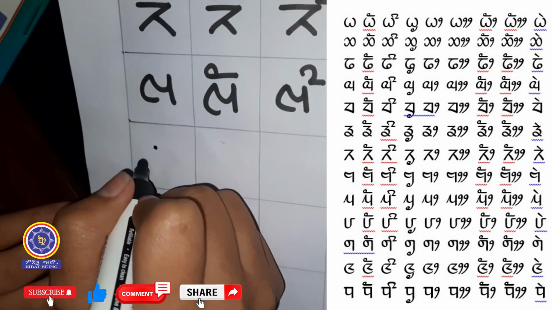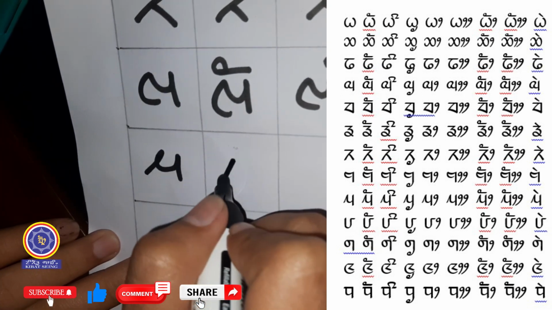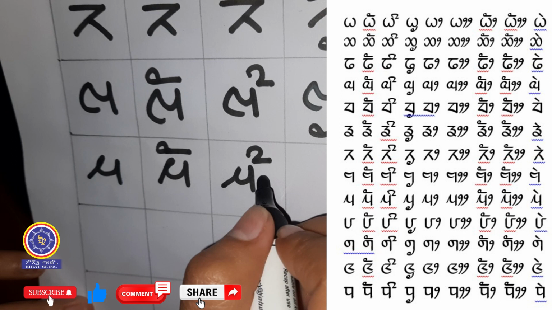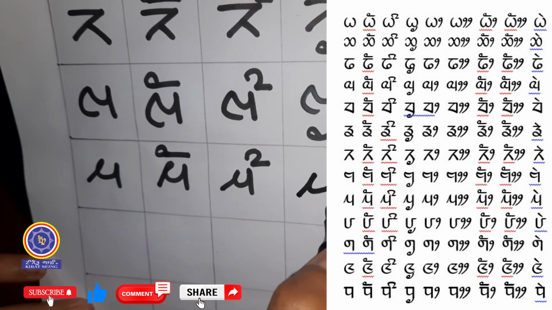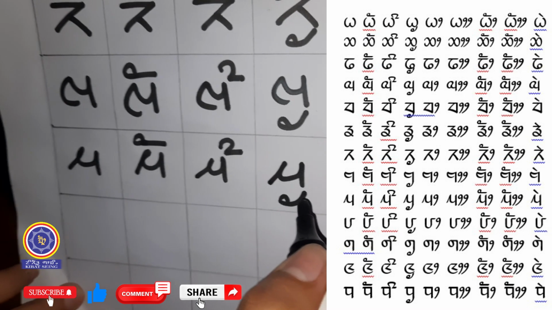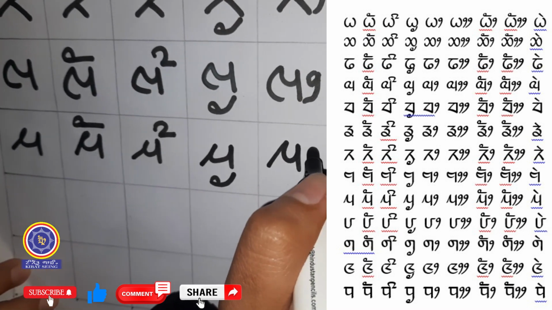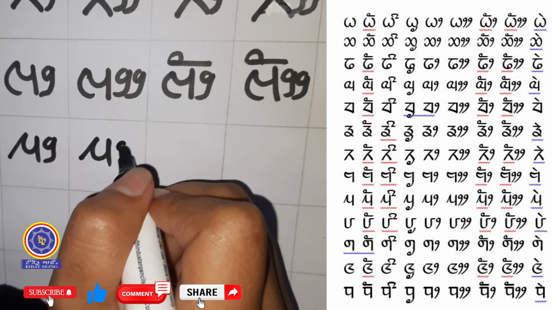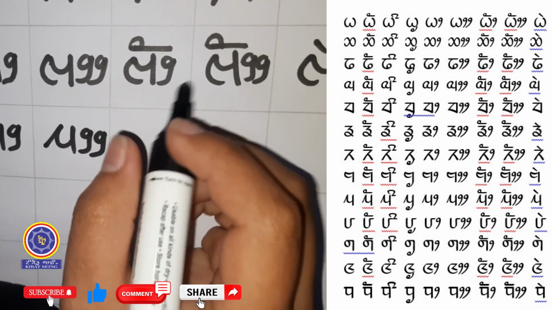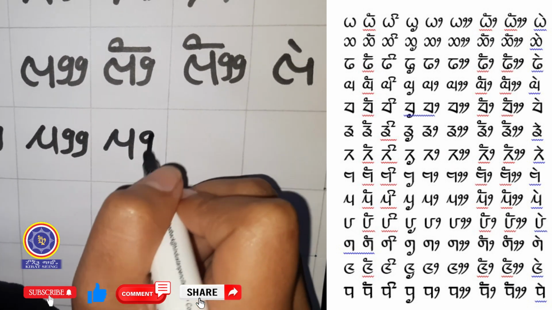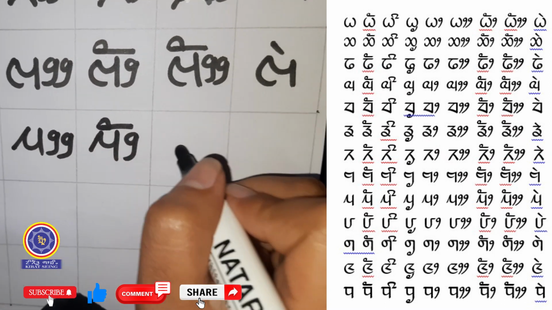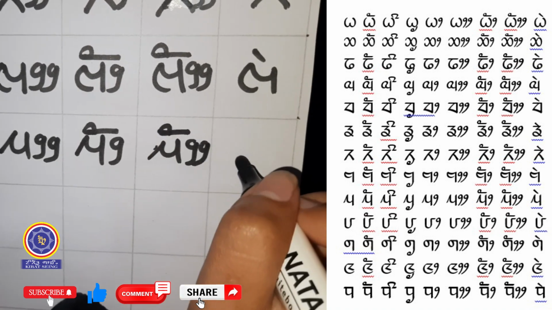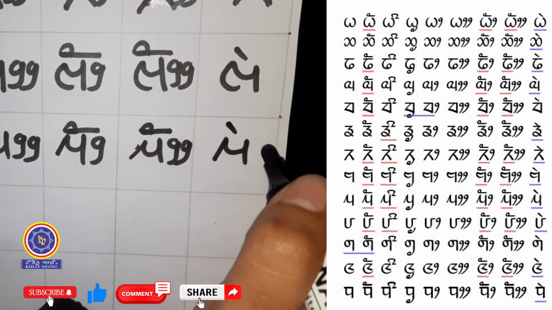And next letter is wa, wa and add amma, wa amma wa, wa iksu wi, wa and add uksu, wa uksu wu, wa and add etu, wa etu we, wa and add ainu, wa ainu wai, wa and add tumbo, wa tumbo wo. Last is wa pecha we.